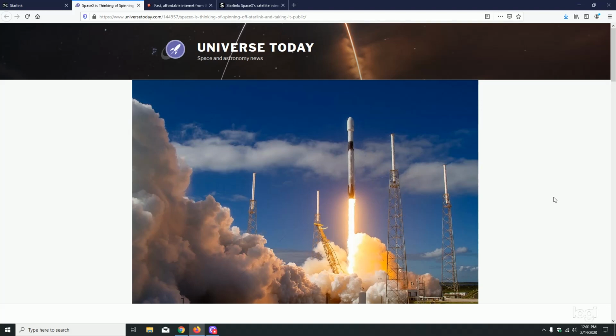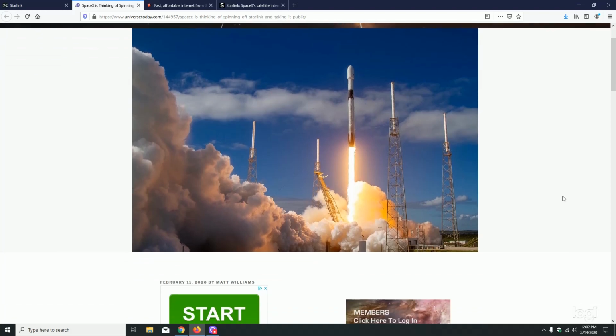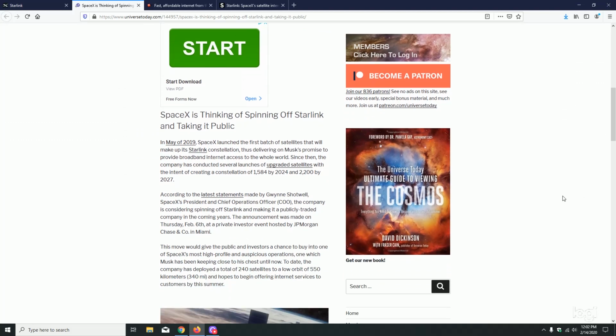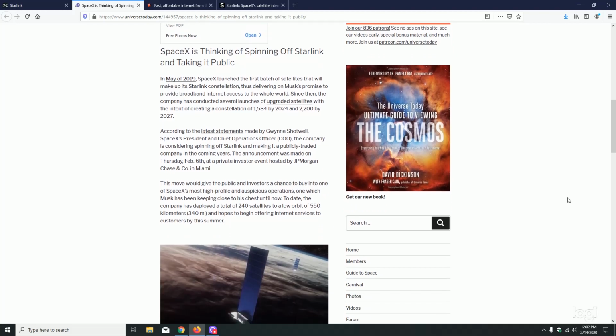So right over here, we got an article pulled up, and this is written by Universe Today. It says SpaceX is thinking of spinning off StarLink and taking it public. According to the latest statements made by SpaceX's president and chief operations officer, the company is considering spinning off StarLink and making it a publicly traded company in the coming years. The announcement was made on Thursday, February 6th. Said this move would give the public and investors a chance to buy into one of SpaceX's most high-profile operations, one of which Musk has been keeping close to his chest until now.